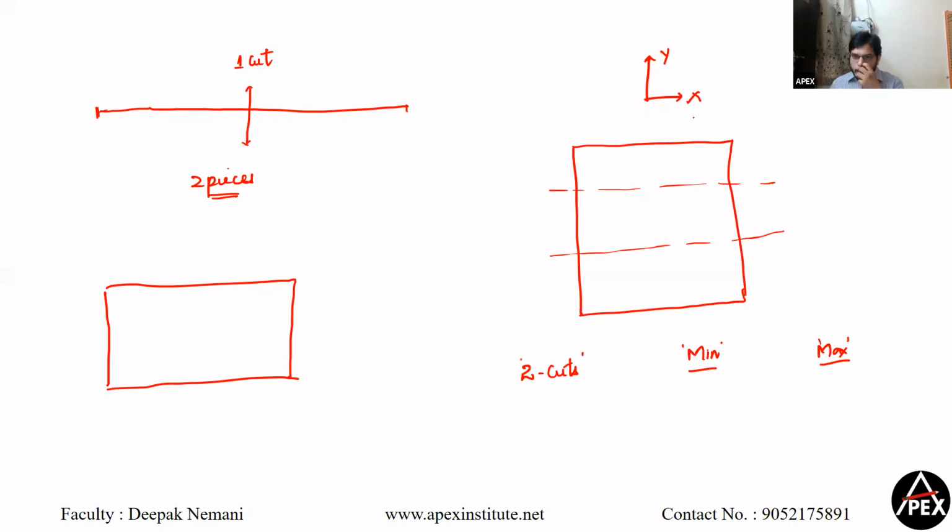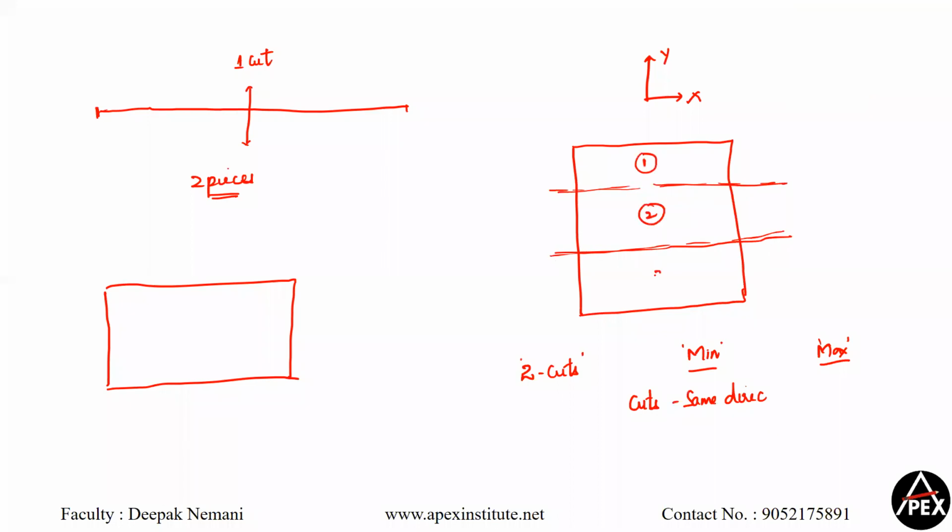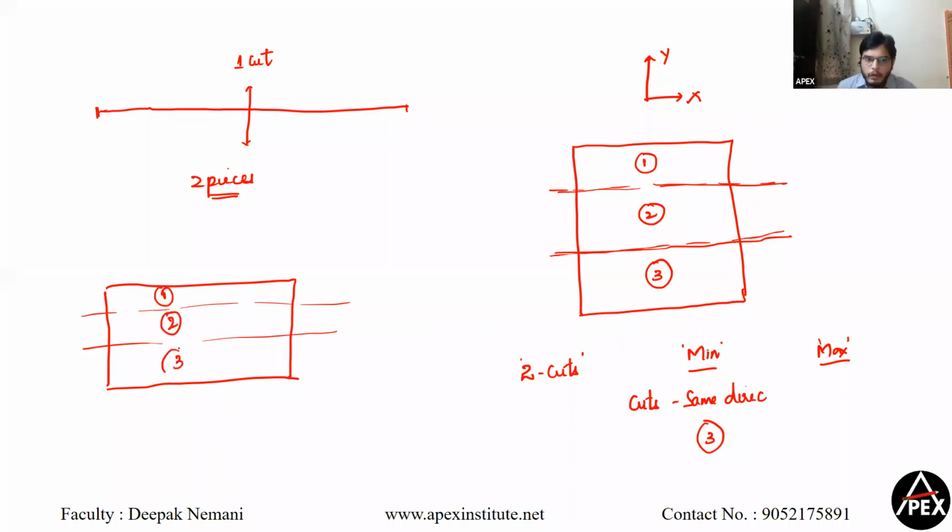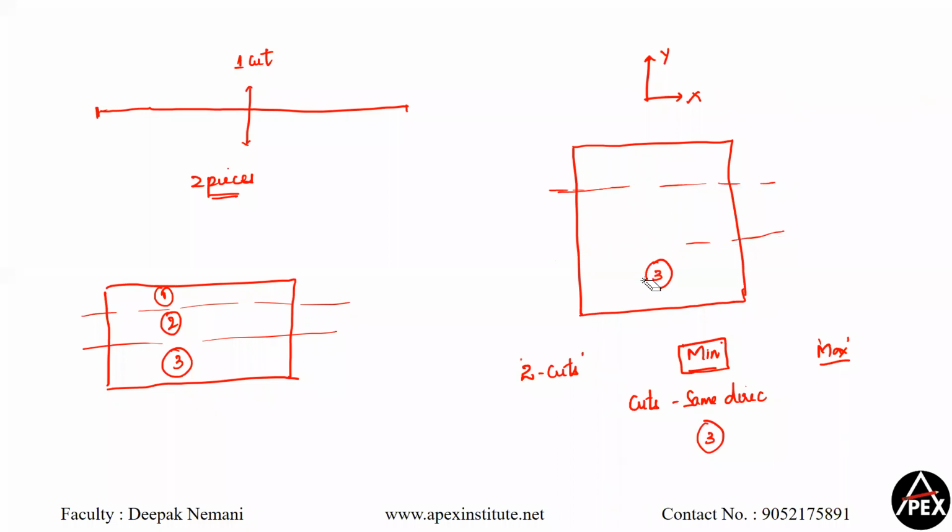Minimum. Perfect. So remember this thing. We will be getting minimum number of pieces when all the cuts are made in the same direction. Here I have made two cuts parallel to each other in X direction. So how many pieces did we get? 1, 2, and 3. So minimum we will have 3 pieces. So did you understand this logic? When will we get minimum number of pieces? When cuts are made in the same direction. Now when will we get maximum number of pieces?